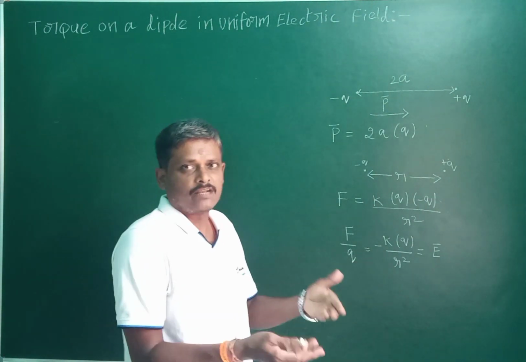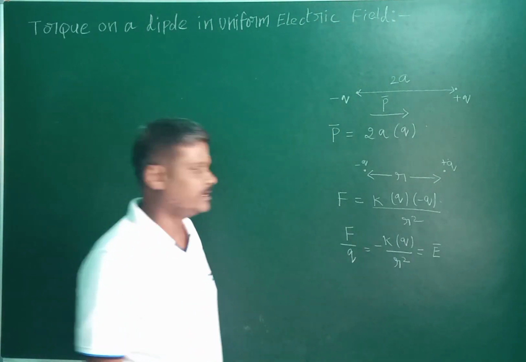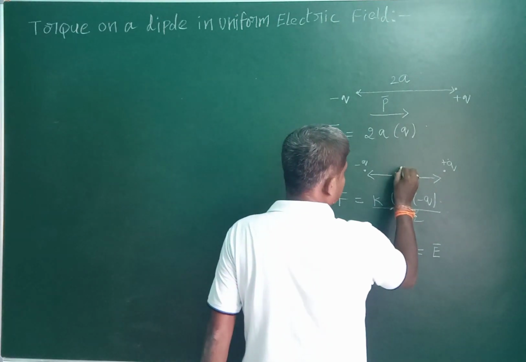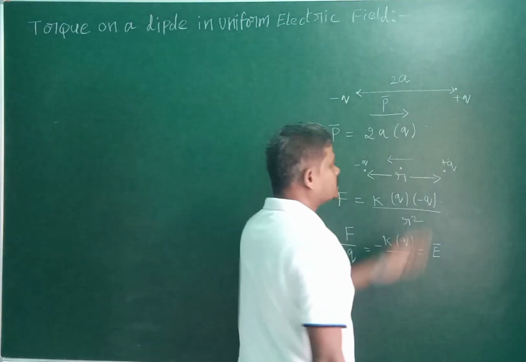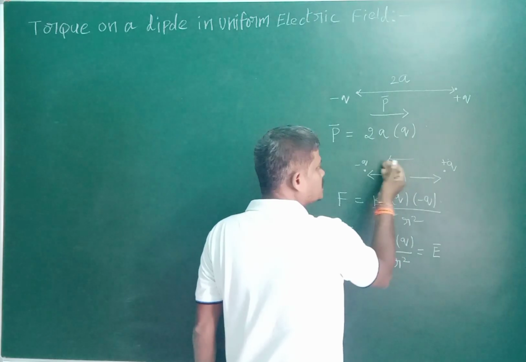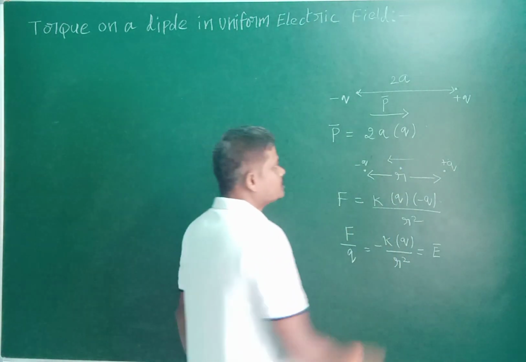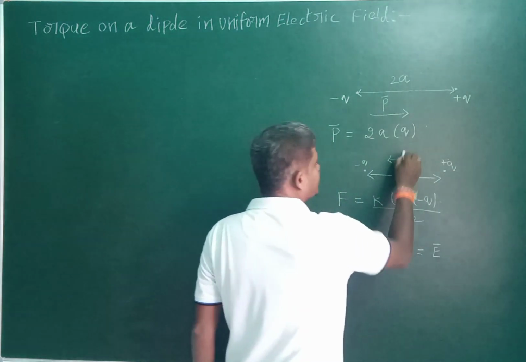Now, what is the direction of electric field intensity? Here, electric field intensity is also a vector quantity. If I place a positive charge between these two charges, the positive charge will move from the positive charge toward the negative charge. So this motion gives the direction of the electric field intensity. So the direction of electric field intensity is from positive charge to negative charge.